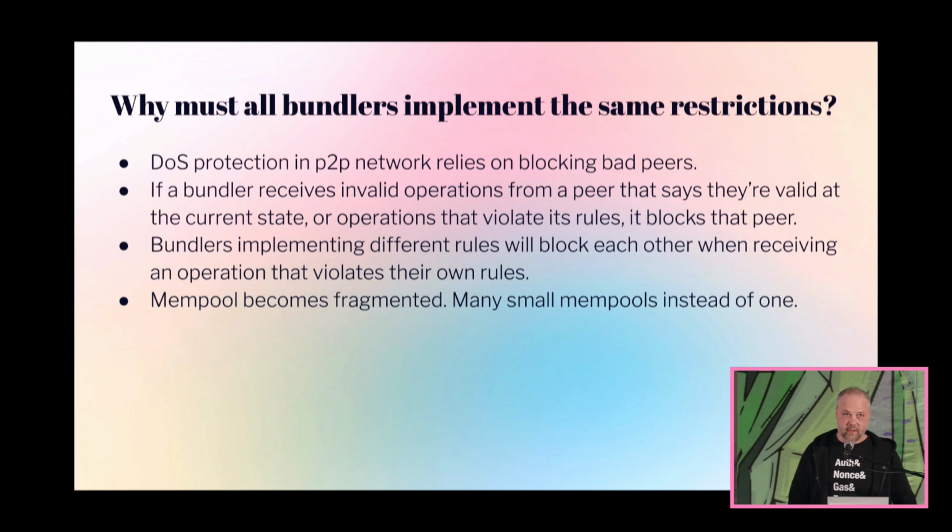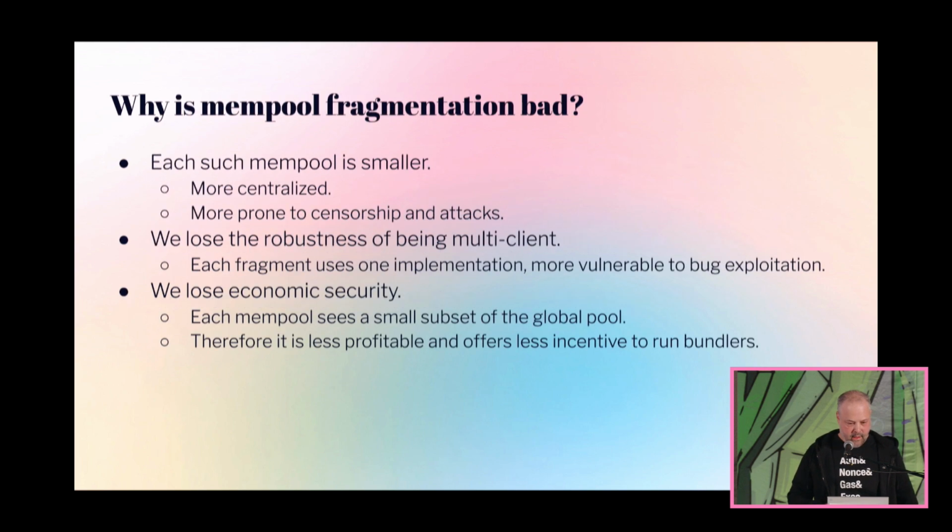So if they don't implement exactly the same rules, the network will get fragmented. Different parts of the network, different implementations, will block each other, and we'll end up with many small mempools. Now that's a problem because having many smaller mempools is much more prone to censorship attacks. A smaller group of the transactions ends up in a smaller set of nodes. And it also means that we lose the benefit of multi-client architecture.